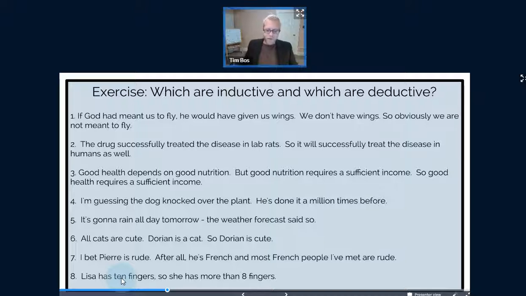It's going to rain all day tomorrow. The forecast said so. I believe I even used that as an example earlier on. I said that's going to be an inductive argument as well. Anything about what's going to happen in the future is likely to be an inductive sort of leap that you're making based on the past, or based on some sort of authority, perhaps, like the weather forecast.